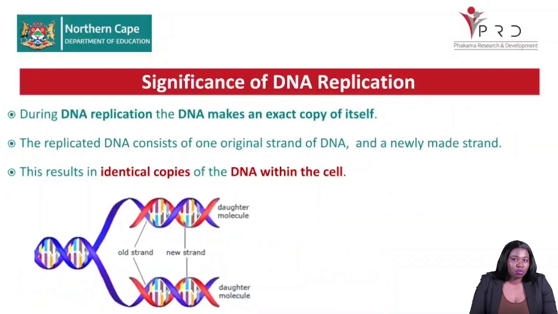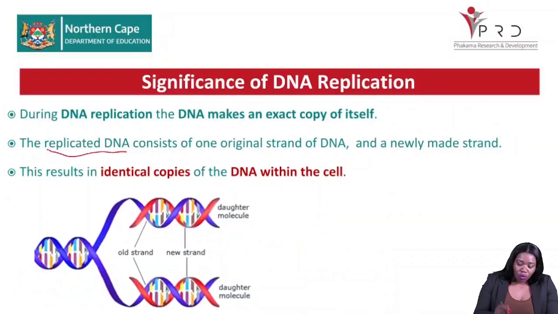Now, why is it important? What is the importance of DNA replication? We know that this is where the DNA makes an identical copy of itself. The replicated DNA that we would have at the end of this process will be a DNA that contains two strands. One original strand.